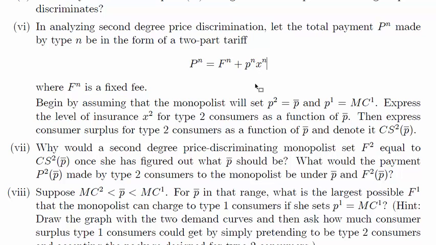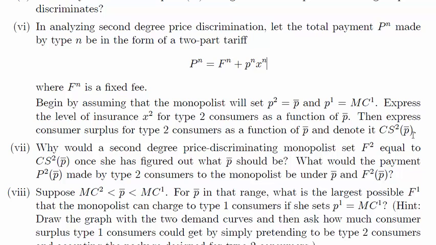So we will begin our analysis by assuming that P2, so type 2 consumers, pay some price P bar, and P1 is equal to the marginal cost of providing the health insurance to type 1 consumers. Of course, the level of insurance X2 for type 2 consumers will depend on P bar, and the consumer surplus that they will receive also will depend on P bar. So it depends on how high or how low this price would be.